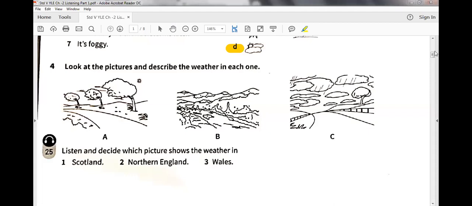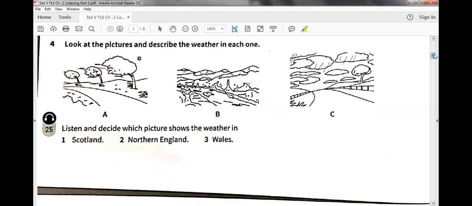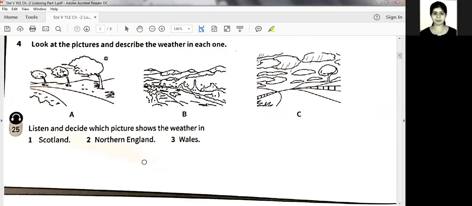Yes, so we have heard. We need to describe the weather in each one, and we need to match it with the countries given over here. So the B1, which country is it suiting over here from the audio? It is Scotland. So you will write B just below the Scotland.